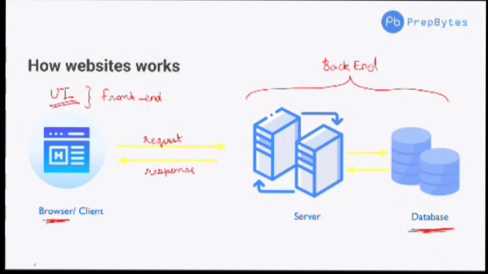Every web application is going to have these two aspects in it. It will have a front end, or you can say a user interface, and there will be a back end associated with it, which is basically the server and the database. So if you want to create a web application, you will have to learn how to create these three things. First is the user interface, second will be the server, and third will be the database.